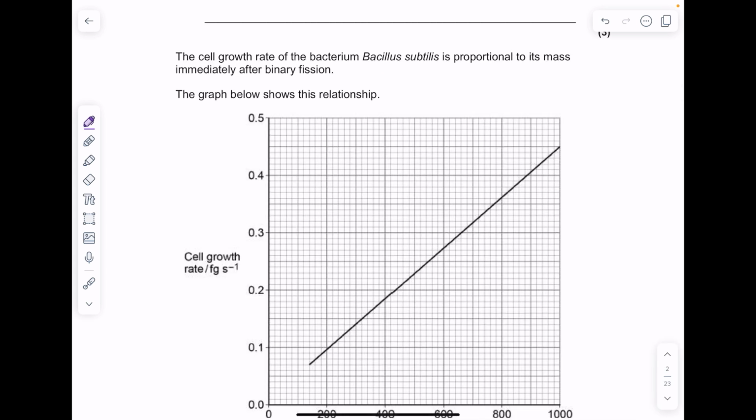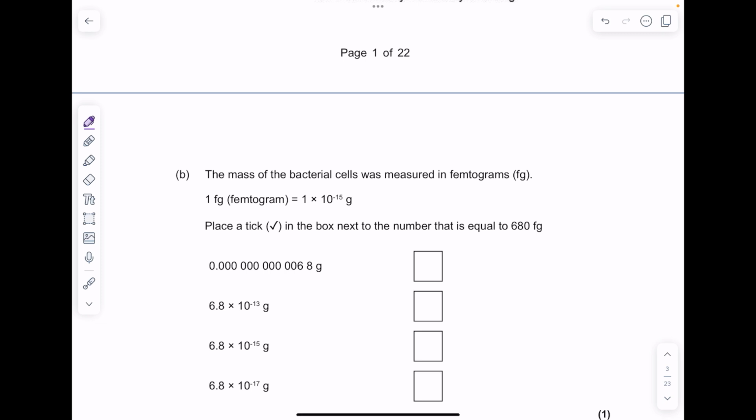The cell growth rate of the bacterium Bacillus subtilis is proportional to its mass immediately after binary fission. The graph below shows this relationship. The mass of the bacterial cells was measured in femtograms. 1 femtogram is equal to 1 times 10 to the minus 15 grams. Place a tick in the box next to the number that is equal to 680 femtograms. So we'll do 680 multiplied by 1 times 10 to the minus 15. In standard form, that's 6.80 times 10 to the minus 13.